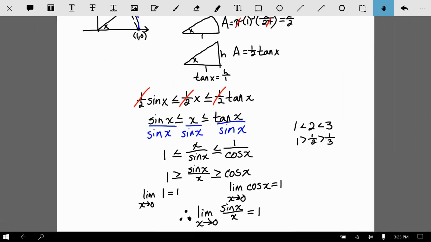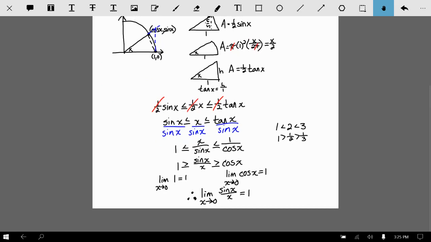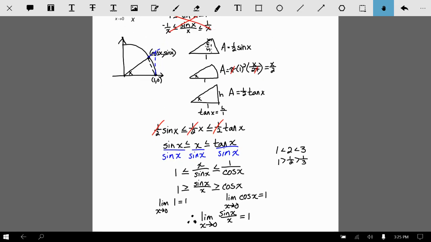Now, you can see that's quite a bit of work. Not a ton of written work, but a lot of conceptual ideas going into that.